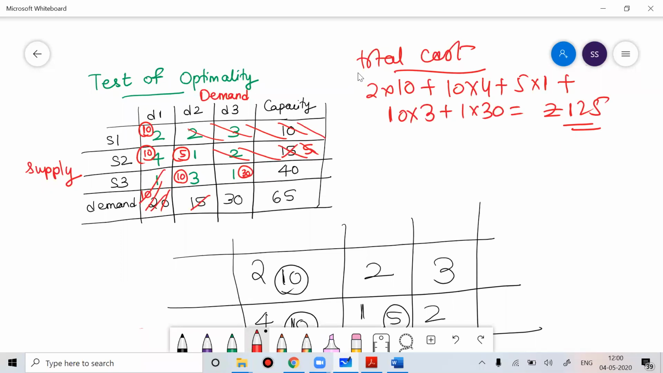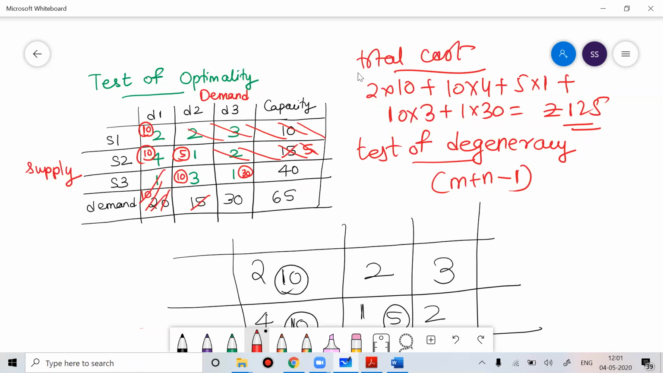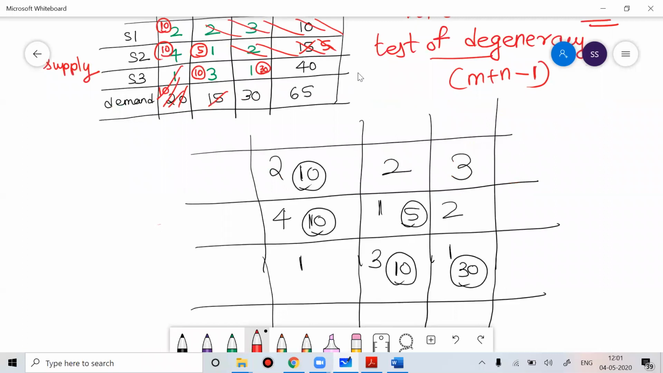Once you get this value, you then do the test of degeneracy, where the number of occupied cells should be equal to m plus n minus 1. You can see there are 3 rows and 3 columns. So as per the test of degeneracy, the number of occupied cells should be 5. You can count here that the total number of occupied cells is 5. It means the given solution is non-degenerate.